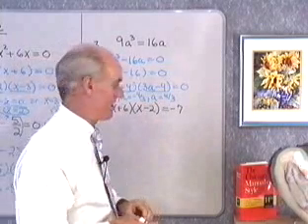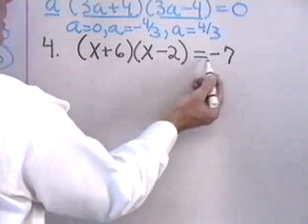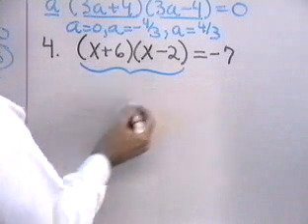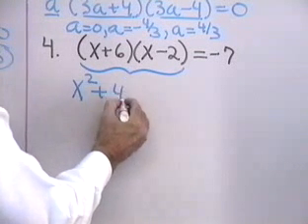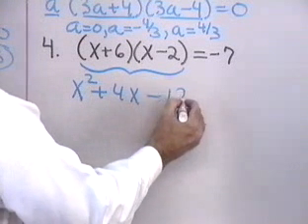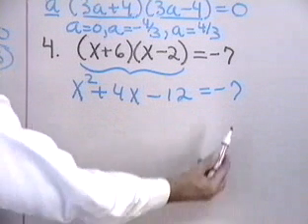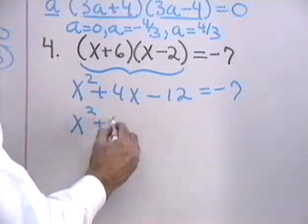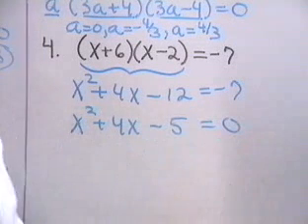Here's our last example. x plus 6 times x minus 2 is equal to negative 7. To put this in standard form, I begin by multiplying these out. I'll have x squared plus 4x minus 12 is equal to negative 7. Put this in standard form by adding 7 to each side. I'll have x squared plus 4x minus 5 is equal to 0.